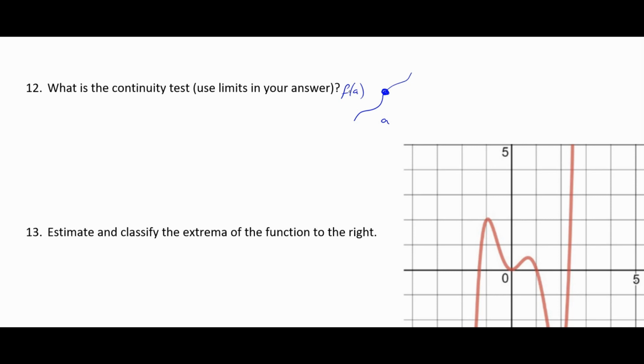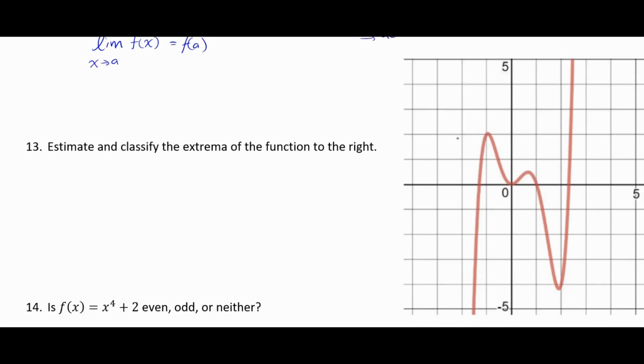So we need to use a couple of ideas. We need to say the limit. So the limit means as we're getting close to a from both sides. So the limit as x approaches a of our function f of x needs to be equal to whatever the function's value is at that point. So right there, it needs to also be equal to f of a. This right here is the limit definition for continuity.